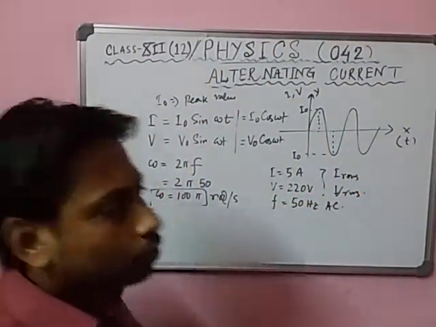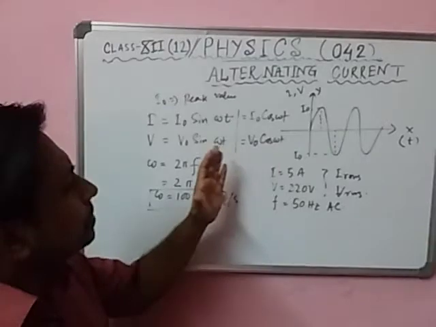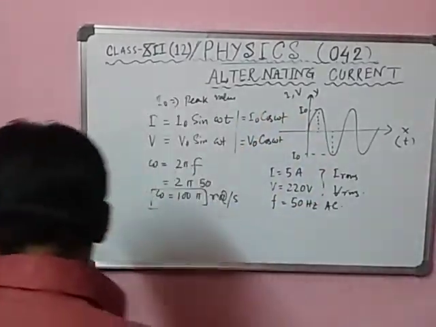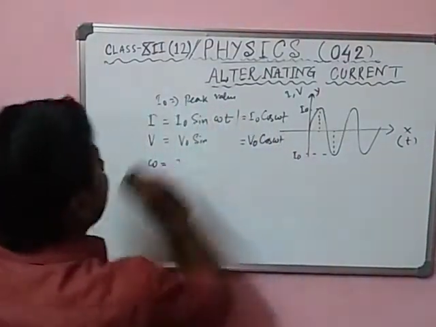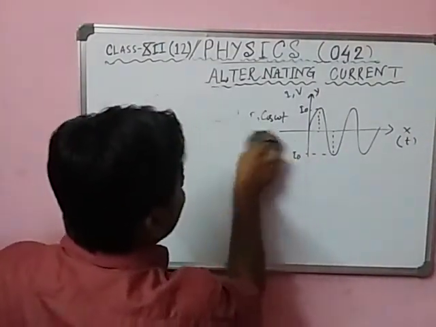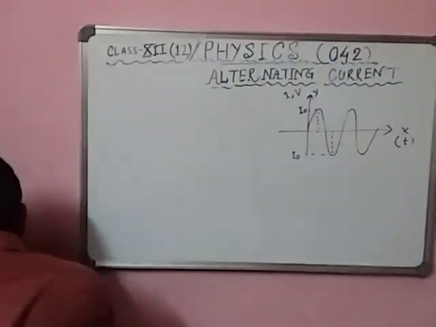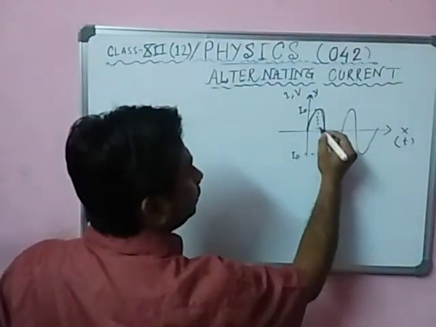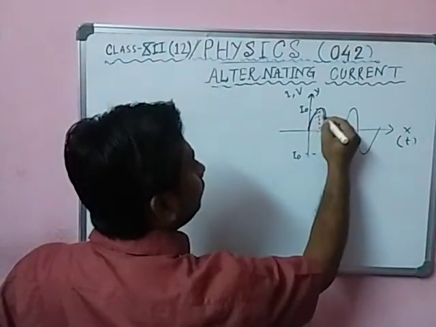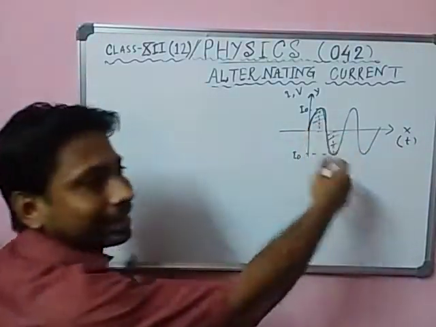Now if you want to find out the mean value of I, we can write mean value of I or average value of I over a full cycle. You tell me how much. Over a full cycle, this is one half and this is another half. So this half and this half cancel each other.